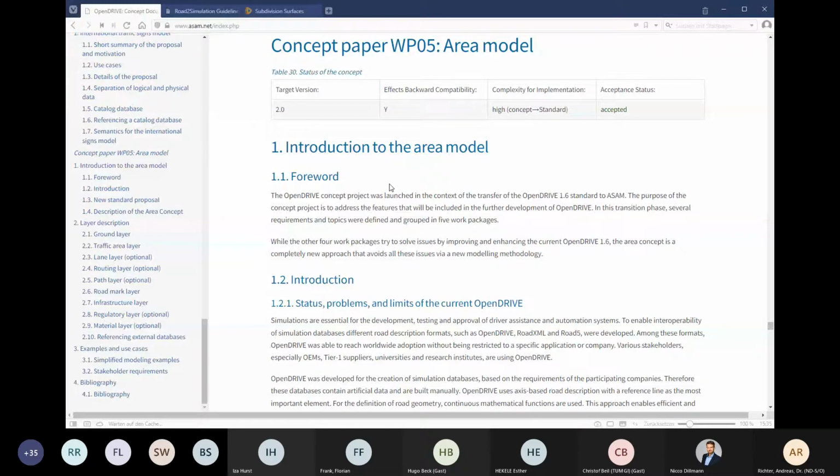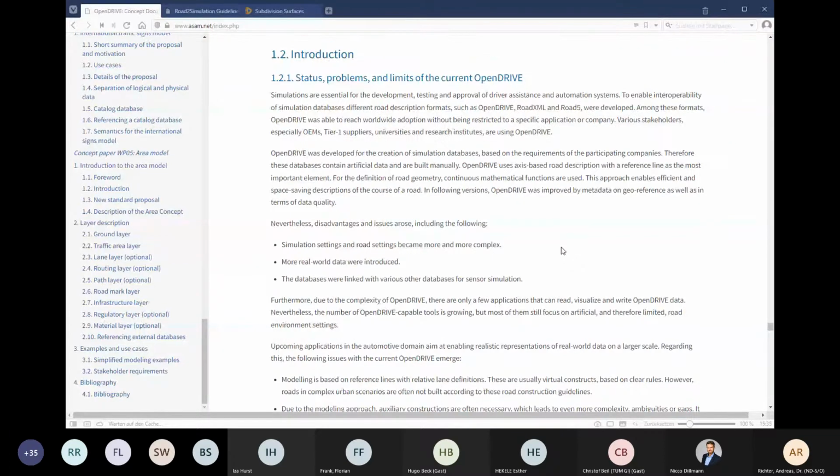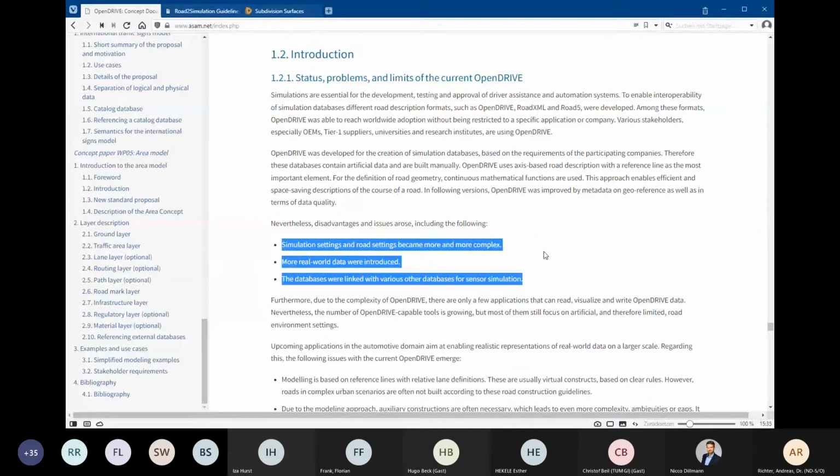So the main idea was that the data we would like to have in our simulations are getting more and more complex because, for example, in the automotive domain, the assistance systems are getting more complex, more functions are involved, more sensor data is used by these systems, and therefore for the development and the verification of the systems, it's necessary to have them in simulation.